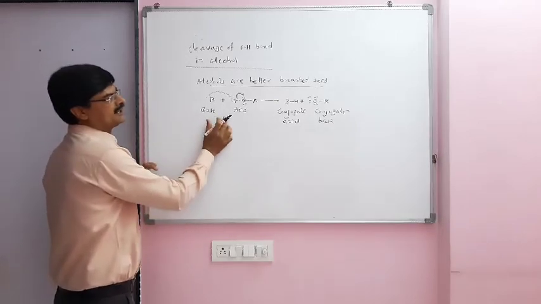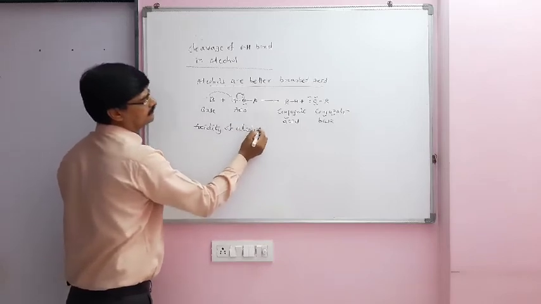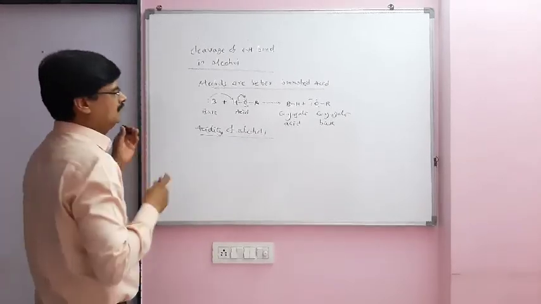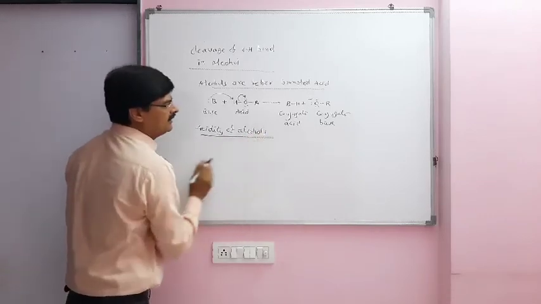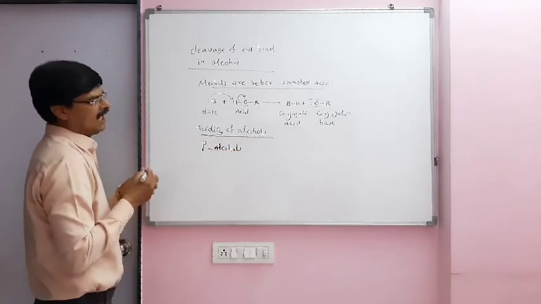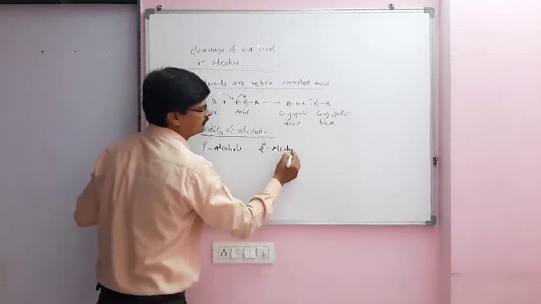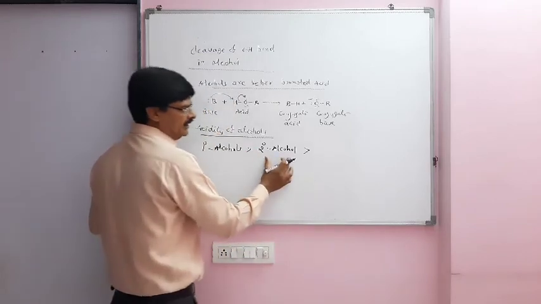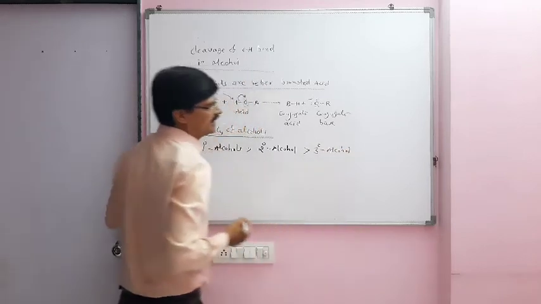Now another point that we want to understand, the acidity of alcohols. Acidity of alcohols is in this order. 1 degree alcohols, that is primary alcohols, are stronger acidic in nature than 2 degree alcohols, that is secondary alcohols, and secondary alcohols are better in acidic strength compared to 3 degree alcohols or tertiary alcohols.